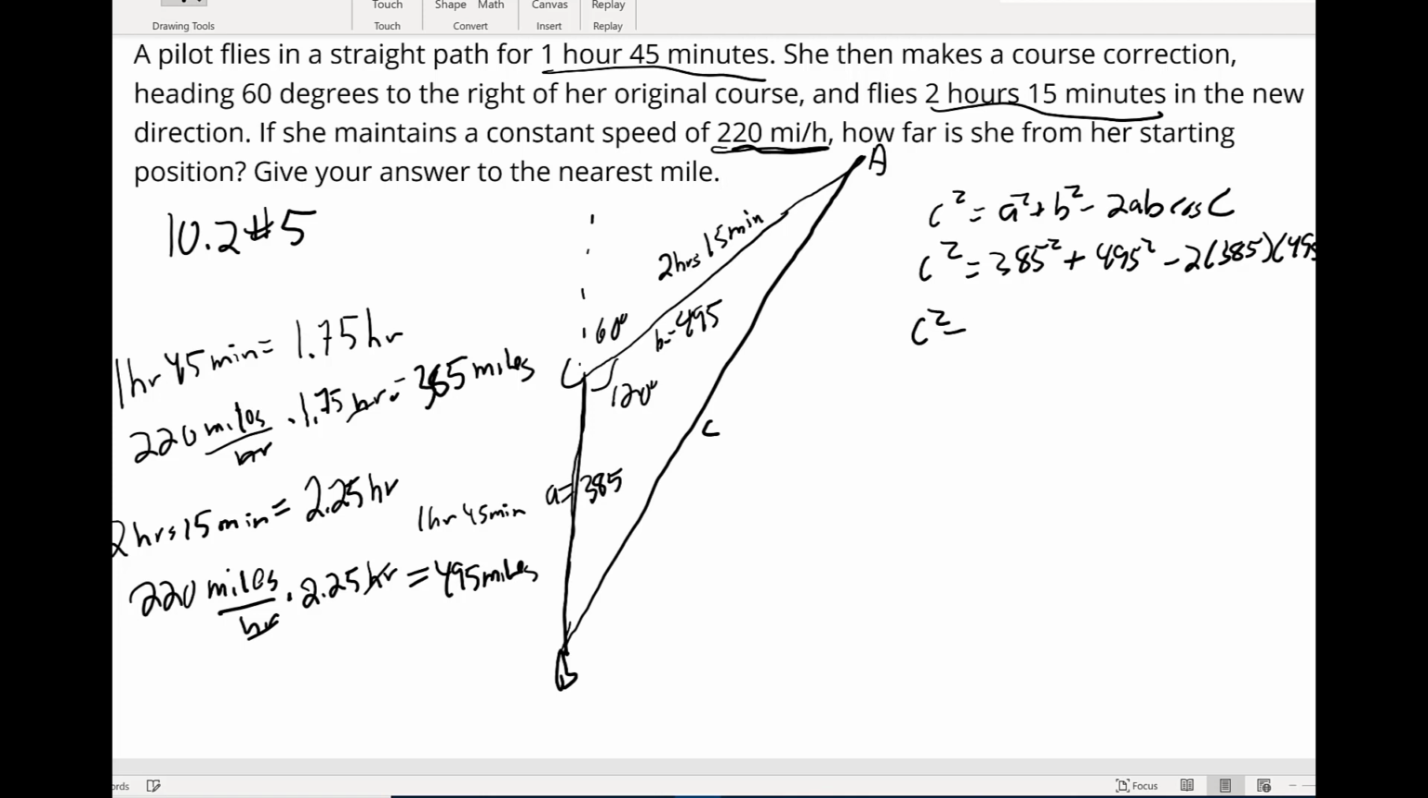So my c squared is going to be, and here I turn to the handy dandy calculator, 385 squared plus 495 squared minus 2 times 385 times 495 times cosine 120, which we all know because we memorize these values. I get 582,924.92. So c would be the square root of that.